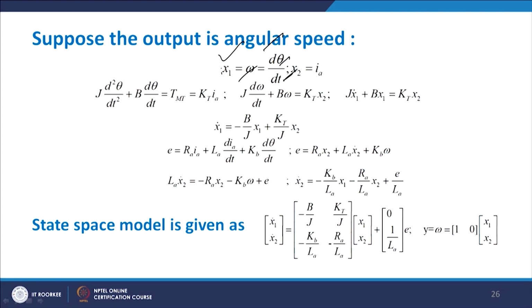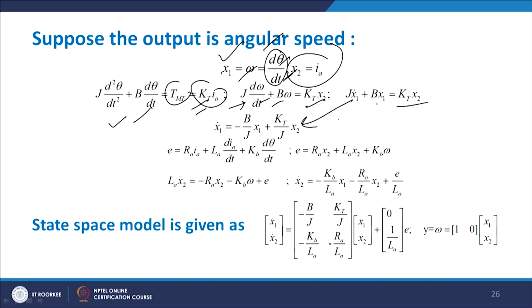for the second variable, because we have to control the armature also, the armature current, therefore x2 equal to I. Therefore we write in the expression J d square theta by dt square plus b d theta by dt equals motor torque k2 into I, and here d theta by dt equal to omega. So it has been replaced like this: J d omega by dt plus b into omega equals k2 I, that is, j x1 dot plus b x1 equals k2 into x2, and now this equation is solved.